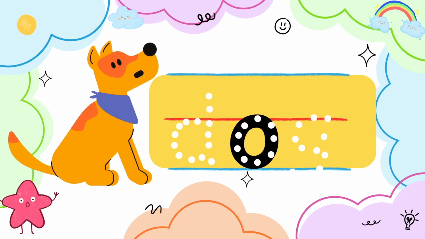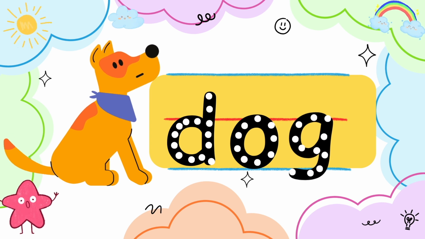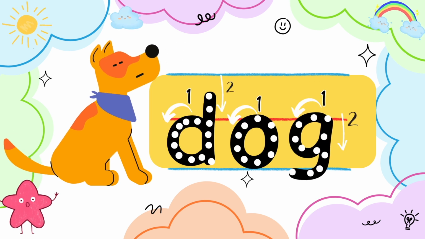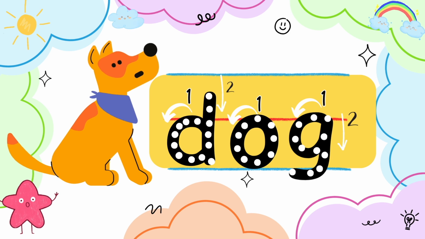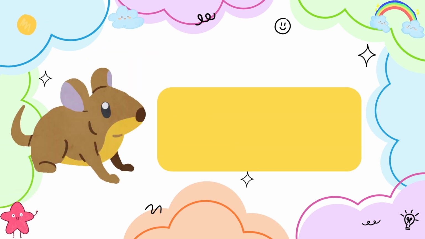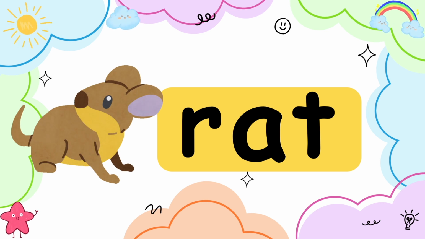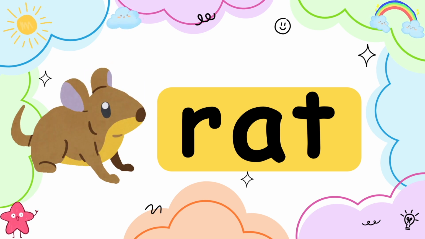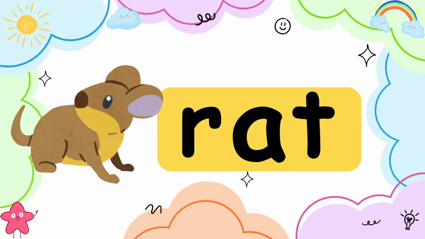Let's write the word dog by tracing the dotted lines. As we write the word dog, let's follow the arrows. Let's begin from the letter D, followed by the letter O, and letter G. That's great. Let's go to the next word, rat, rat. Your turn.